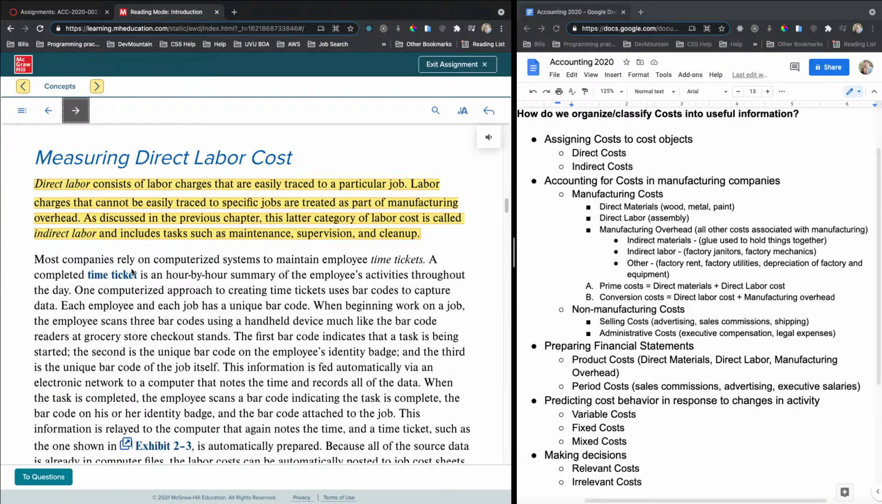Measuring direct labor cost. Direct labor consists of labor charges that are easily traced to a particular job. That's the definition of direct labor.